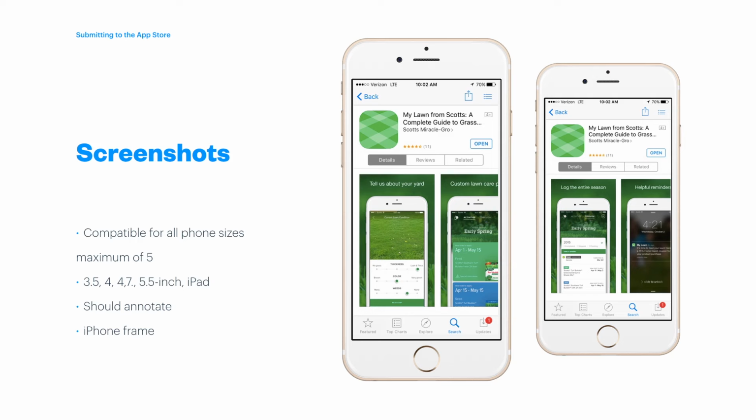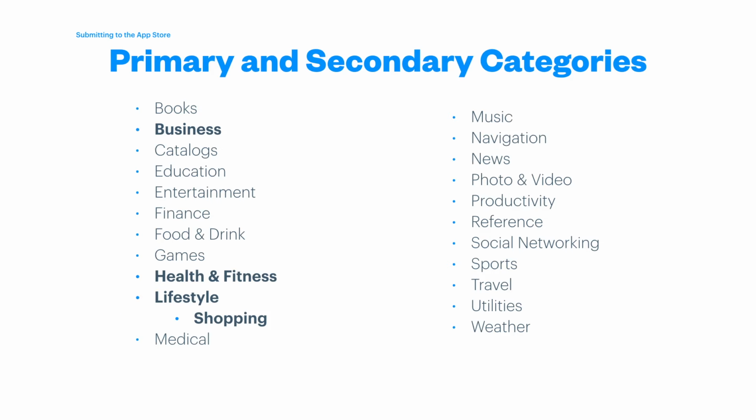And Apple does recommend using an iPhone frame with annotations for each of those screenshots, as you can see in the pictures on the right. And these are the categories that you have to select when you upload your app to iTunes Connect. The secondary category is optional, so you don't need to do that necessarily. But not too long ago, Apple released a shopping category underneath the lifestyle section. So if your app is related to e-commerce or retail, make sure to select that.